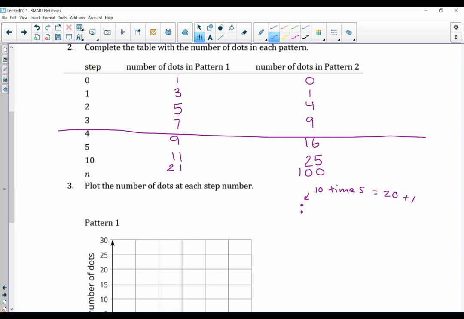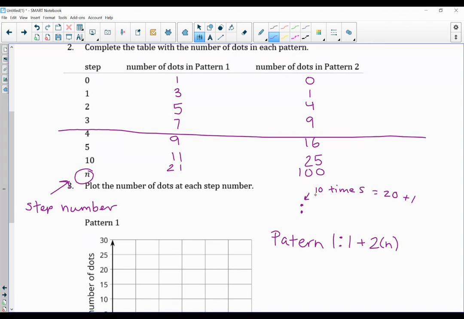Well, it doesn't matter for pattern 1. It doesn't matter what step we're on. We always know that whatever step number we're at, which is what N stands for, step number, we're always going to add 1 to it at the end. And we're always multiplying that step number by 2 for the 2 rows, which is what we just did here.